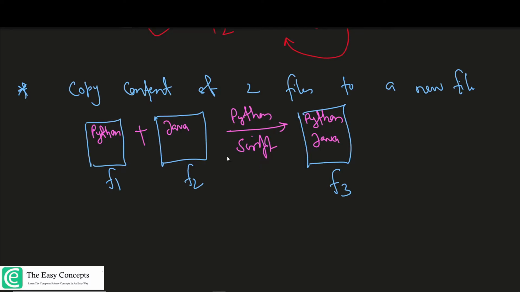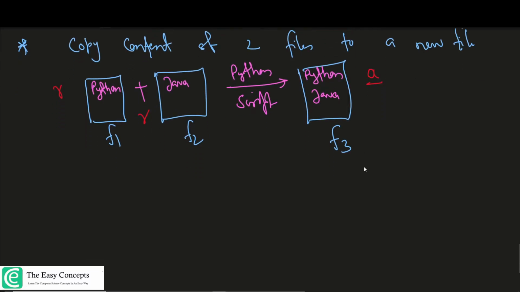Clear? So the basic thing that we should understand here is that we are opening this file in read mode. Similarly, we are opening this file in read mode, but this file we have to open in append mode, because if you open this file in write mode, it might overwrite while we are writing the second time. Clear? So just open it in append mode, and we can do all these things in just a single line.